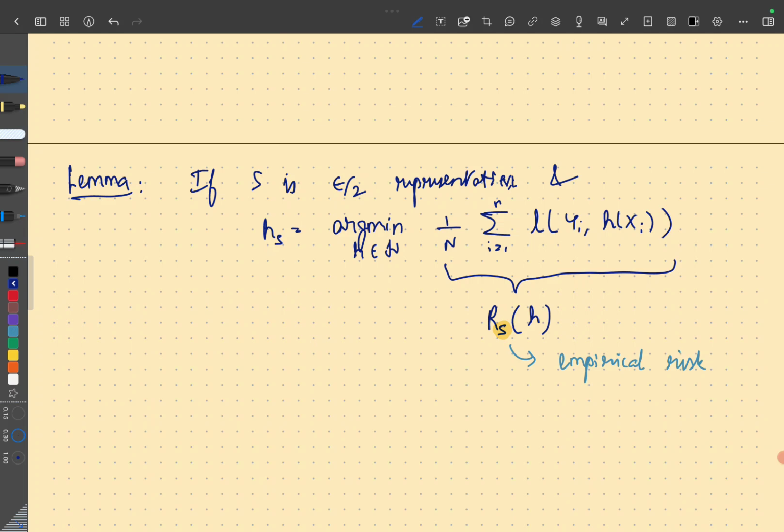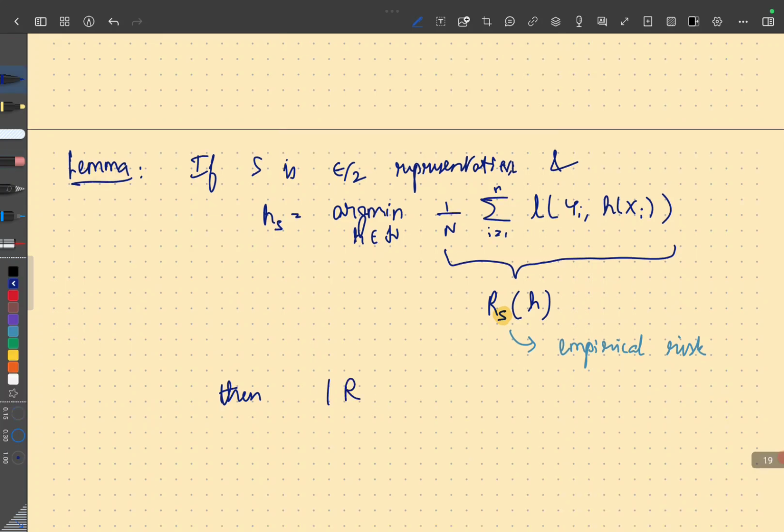Alright, so if S is epsilon by 2 representative and Hs is taken to be the empirical risk minimizer, then R of Hs, the generalization error of the empirical risk minimizer, deviates from the optimal risk by an amount at most epsilon. In fact, I don't even need this mod. And this just basically follows from the triangle inequality.